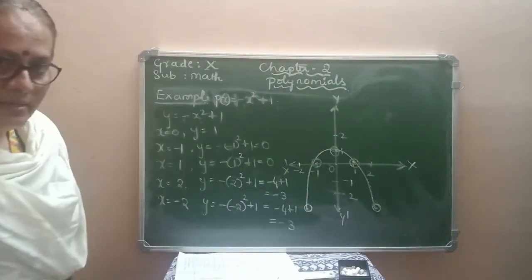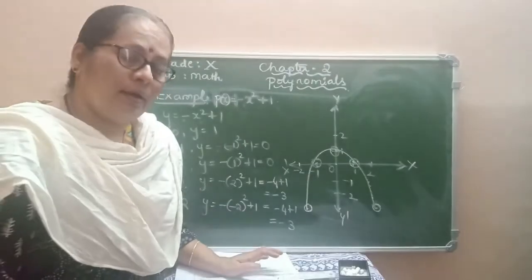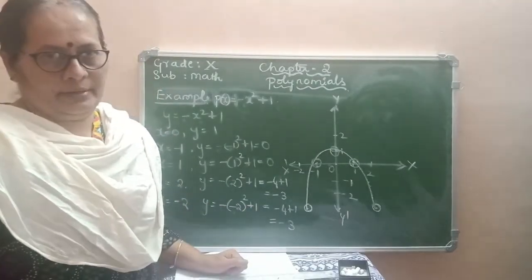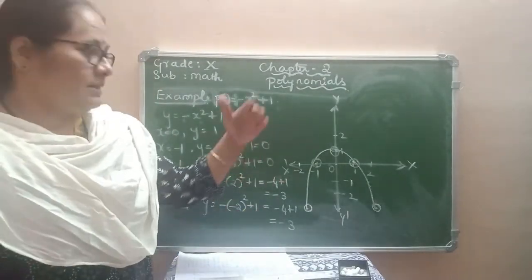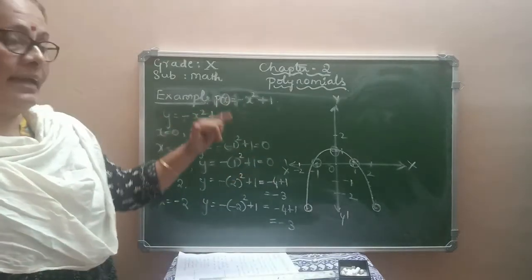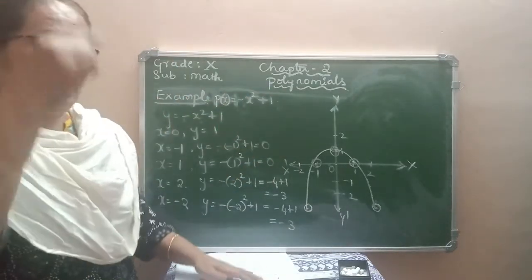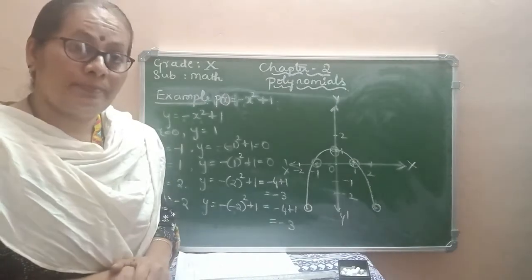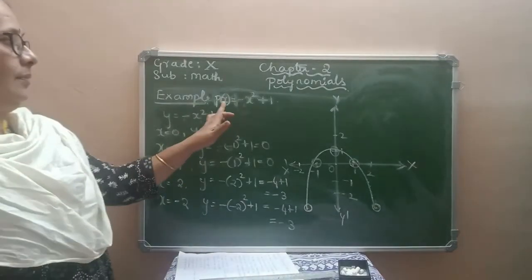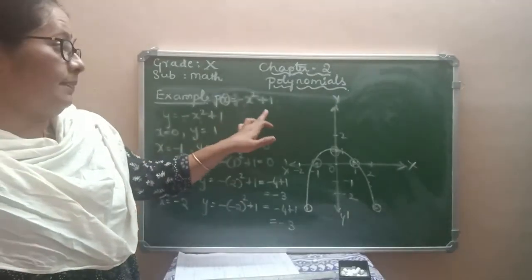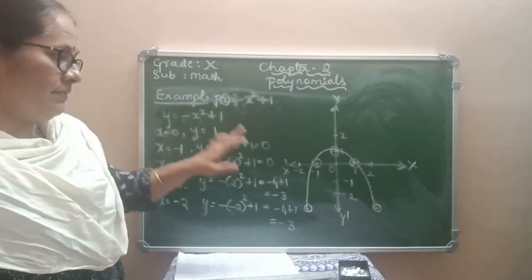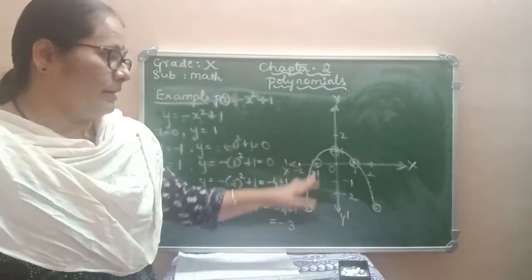What we get? We get a parabola open downward. See here, in this previous example, we took x square plus 1, we got parabola open upward. But here we took minus x square plus 1. For this we got parabola open downward.